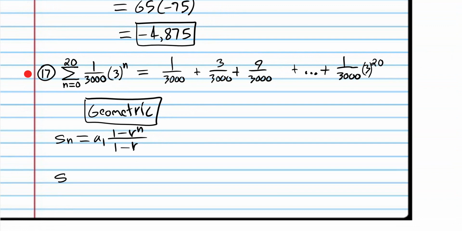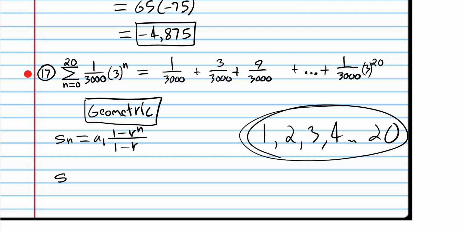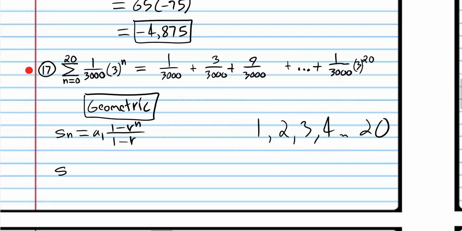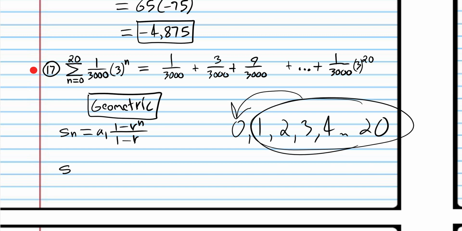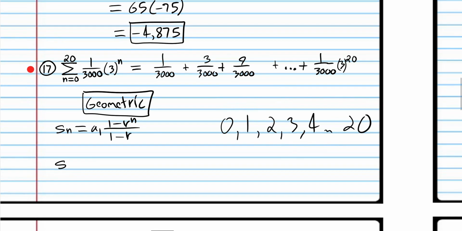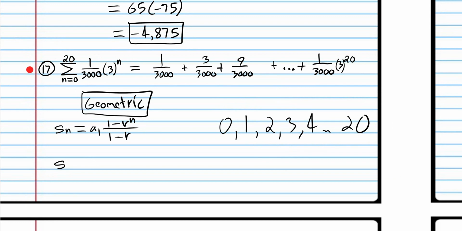Well, if you start at 1, you have 1, 2, 3, 4, all the way to 20 terms. You have a total of 20 terms if we're just writing the numbers of each term. But you're starting at 0. So you have these 20 terms, but you also have the 0 term. This blue number here is the 0 term. So there's actually a total of 21 terms.